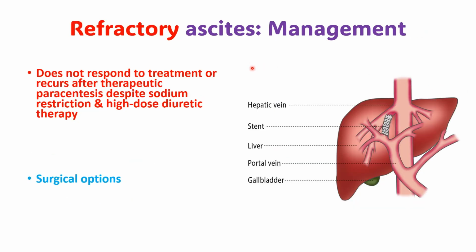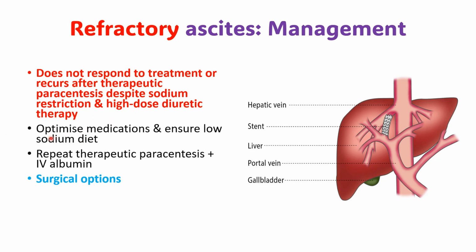Okay, so let's talk about the management of refractory ascites. This is when the ascites doesn't respond to treatment or recurs after therapeutic paracentesis, despite sodium restriction and high dose diuretic therapy. So that's just a reminder of that definition. So we want to optimize the medications and ensure that they're having that sodium restriction. We want to repeat the therapeutic paracentesis, plus remembering to offer that IV albumin because we don't want the post-paracentesis circulatory dysfunction.